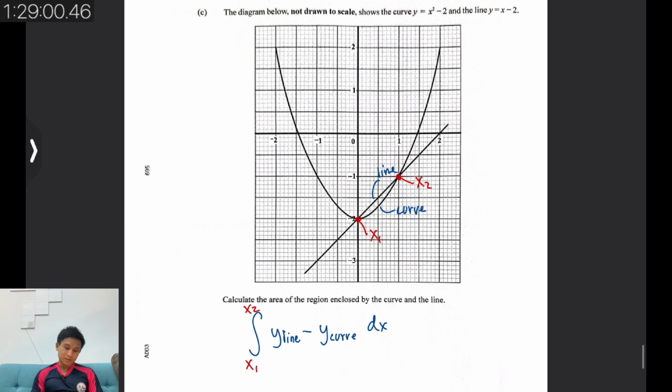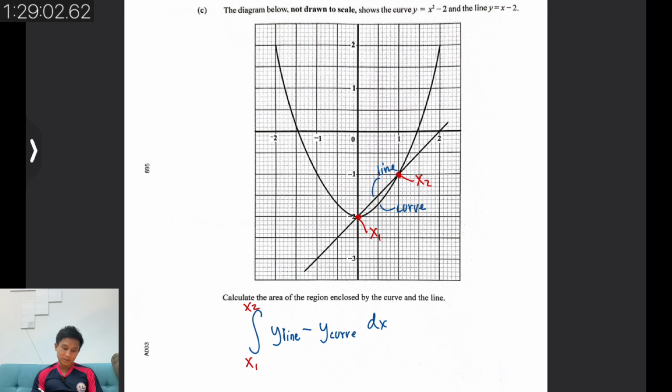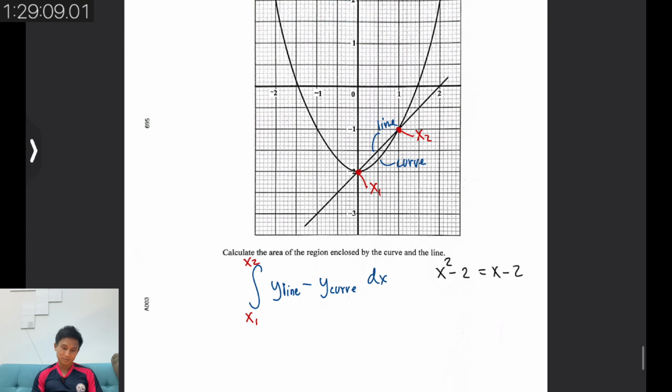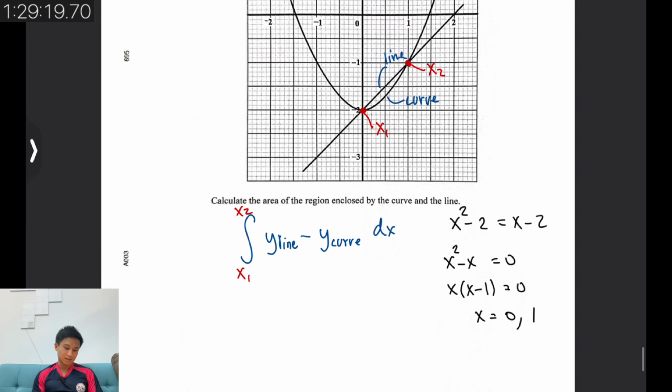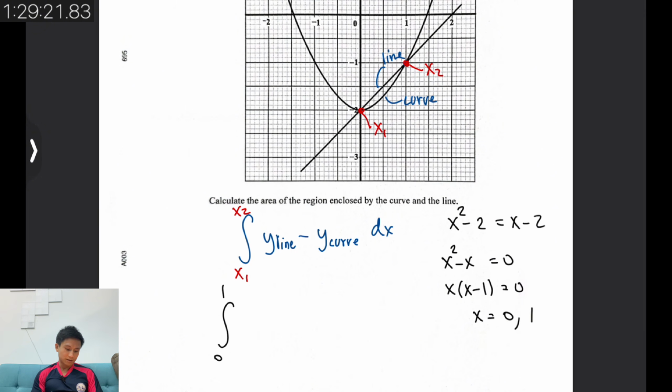So let's find the intersection first, see if they cut at 0 and somewhere, or 1 there maybe. So x minus x squared minus 2 equals x minus 2. Okay, so x squared minus x equals 0, so x(x minus 1) equals 0, so x equals 0 and 1. Yeah, exactly. So that is 0 and 1 there.